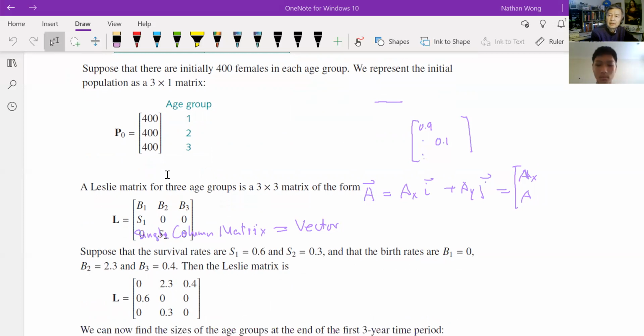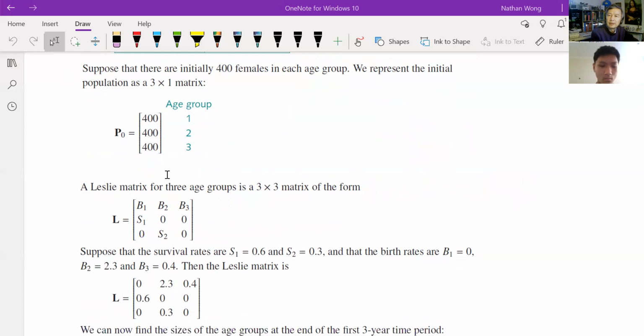So in this case, let me clean all this. This P is called the initial population. They have equally distributed groups, 400 each, for no particular reason. And then things change, and you have to put in the corresponding birth rates. This is a rate: B for birth, S for survival, okay? That is how they construct the 3 by 3 matrix.